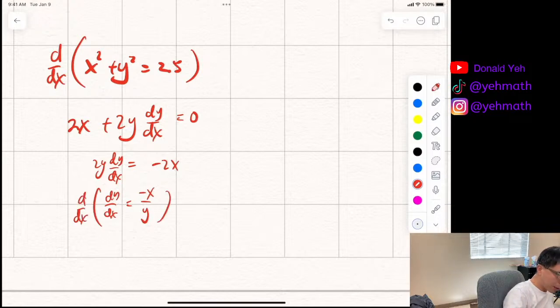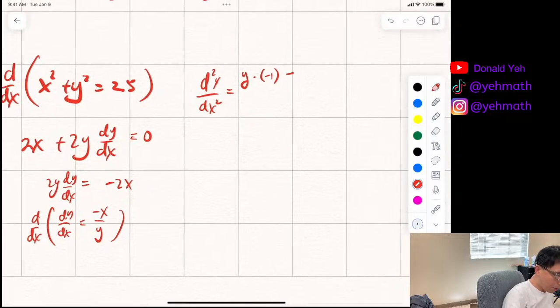Notation, you have to make sure it's correct. It's d²y/dx², like this. So now it's going to be low d high, minus high d low, over low.